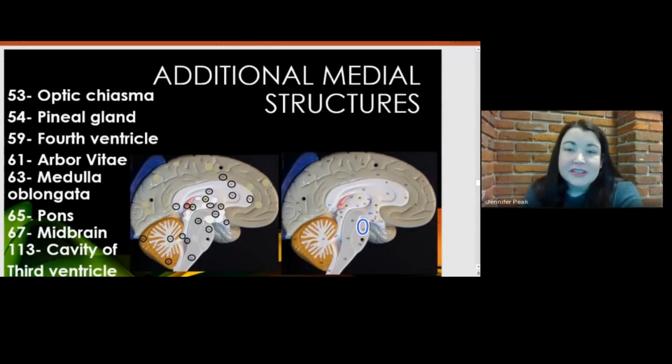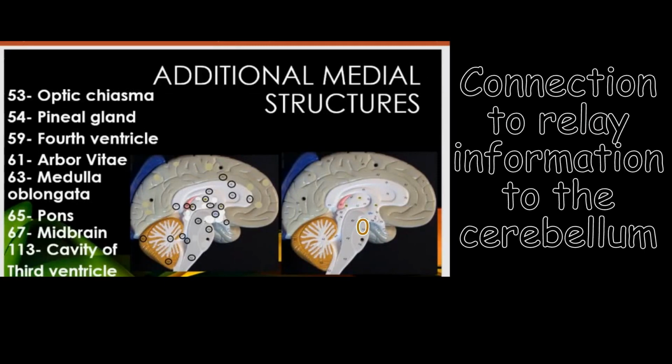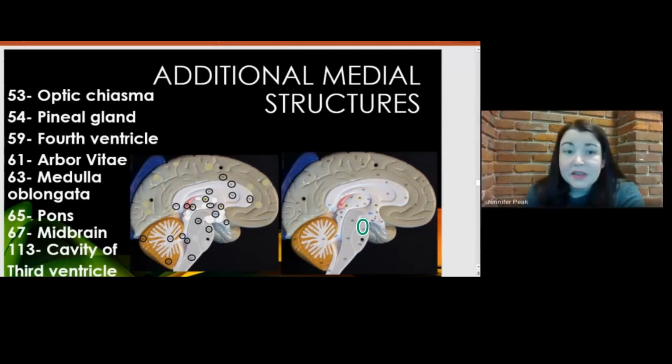The next structure is 65, which is the pons. The pons has nuclei that relay signals from the forebrain to the cerebellum. Additionally, there are nuclei that deal with sleep and respiration, bladder control and equilibrium, swallowing, facial senses, posture, facial expression, hearing, taste, even eye movement.